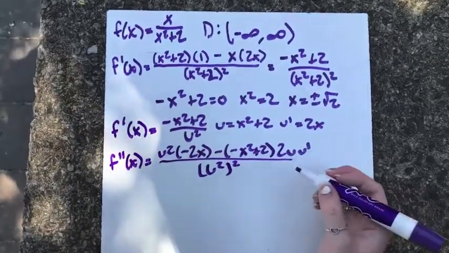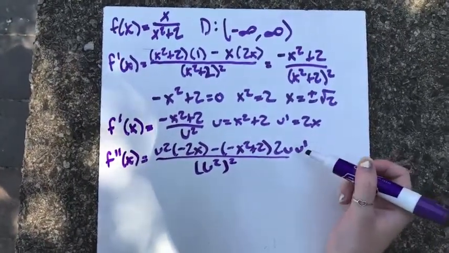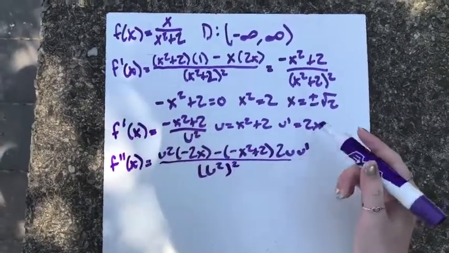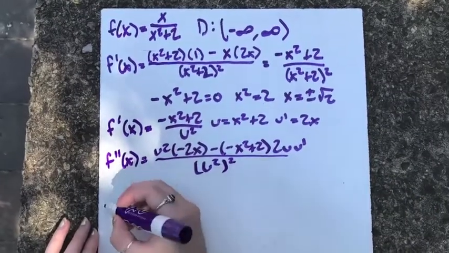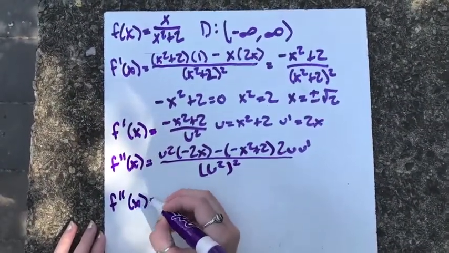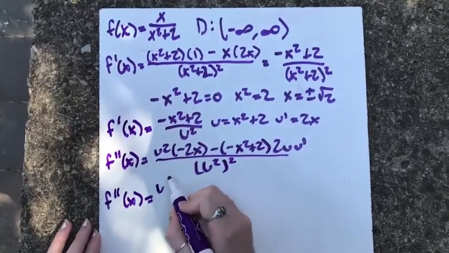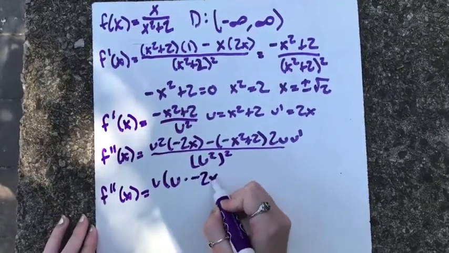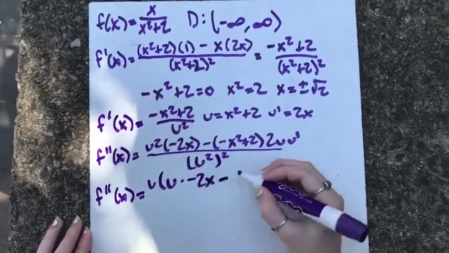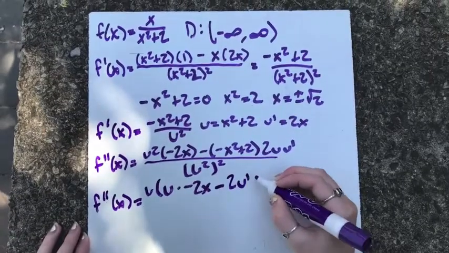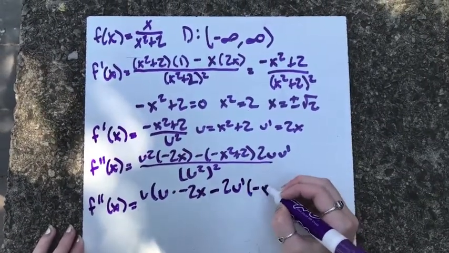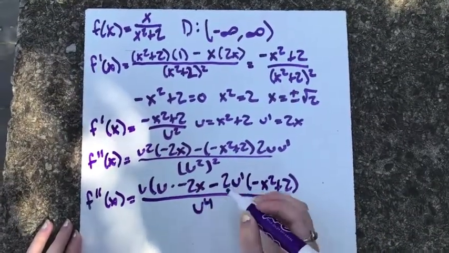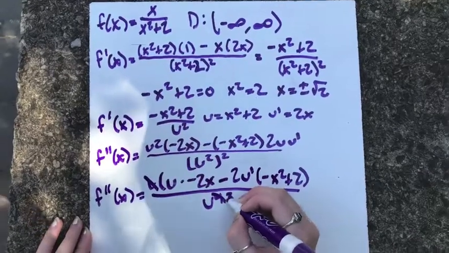And so the first thing you can do with this is you can take a u out of the top two terms and then cancel that out with one on the bottom. So f double prime of x equals u times negative 2x minus 2u prime times negative x squared plus 2, and this is all over u to the 4th. So you can cancel this out and make this a 3.